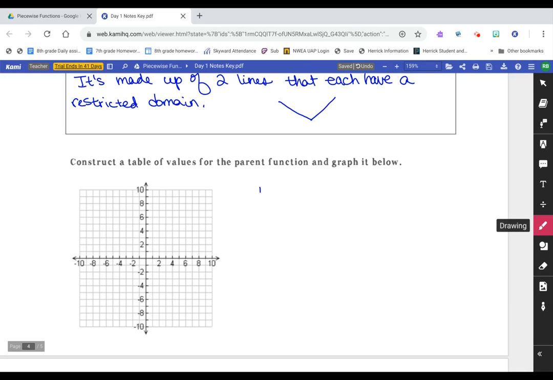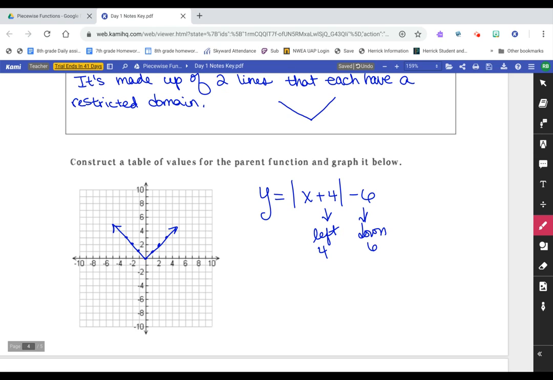Let's make this one a little bit harder. Let's do y is equal to, let's combine what we have up there. The absolute value of x plus 4, close it, and then subtract 6. Okay, well, the parent function is just simply this. So if we're going to move left 4 and down 6, this graph would look like so.